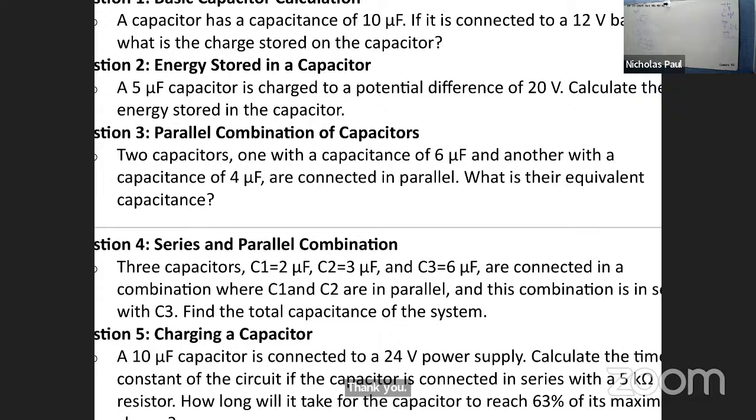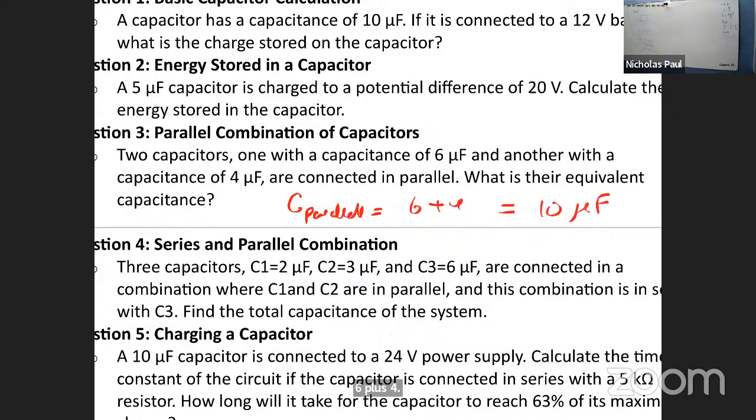You're done? Right, because they are in parallel, you just add them easily. Capacitance in parallel, you add them up, 6 plus 4, that'll give you 10 microfarads, right?